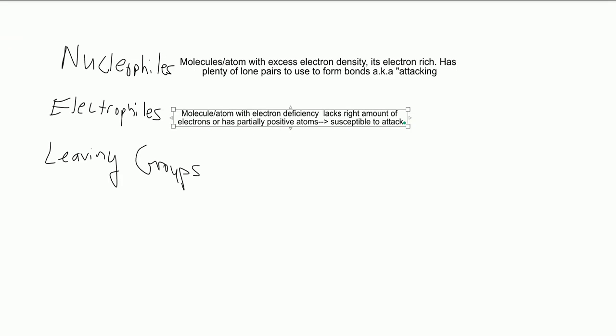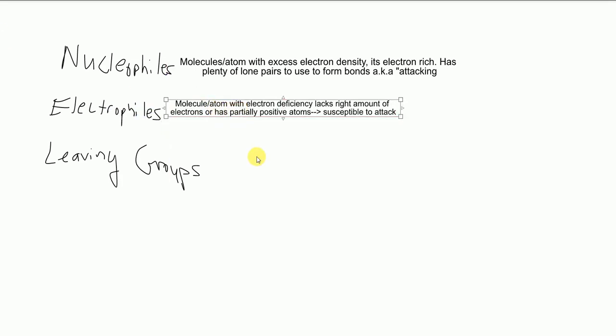So electrophiles are molecules or atoms with electron deficiency. They lack the right amount of electrons, so they don't have an octet sometimes, or they have a sigma bond instead of a lone pair that makes them positive, or they're connected to something that is pulling their electrons away that makes them partially positive. Things like that are electrophiles. So they don't have the right amount of electron density.